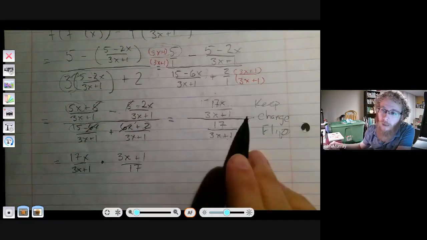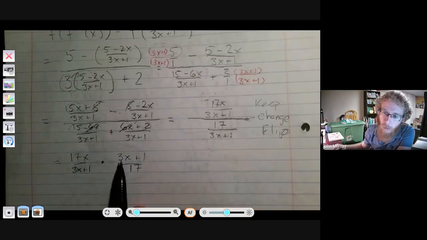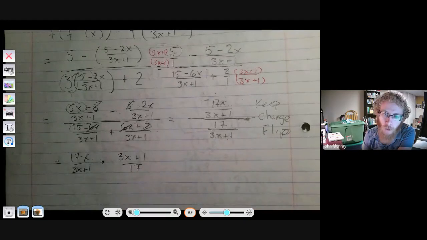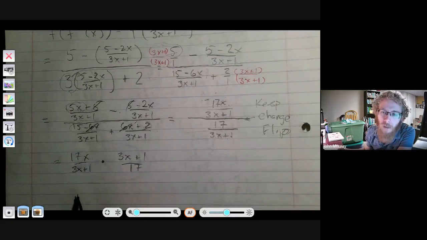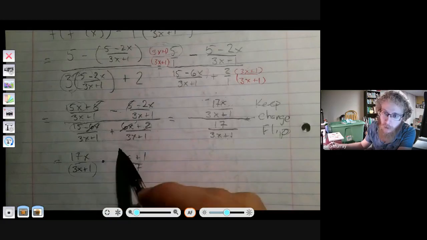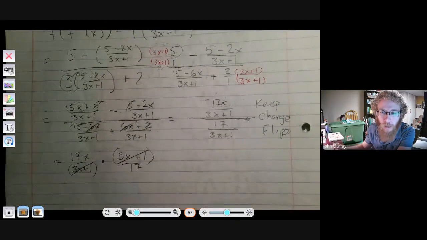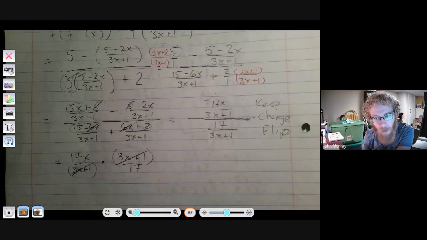Okay, change division to multiplication, flip the bottom. Now we have 3x plus 1 times 17. Now that we're multiplying two fractions, things become really simple. I have a 3x plus 1 in the denominator there, and a 3x plus 1 in the numerator there. And they eliminate each other, right?